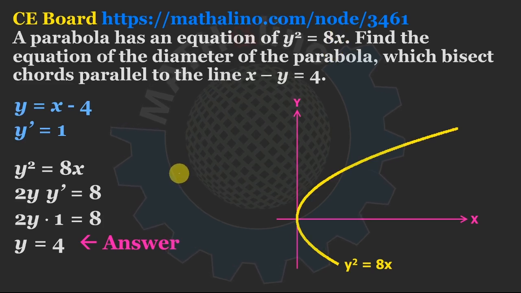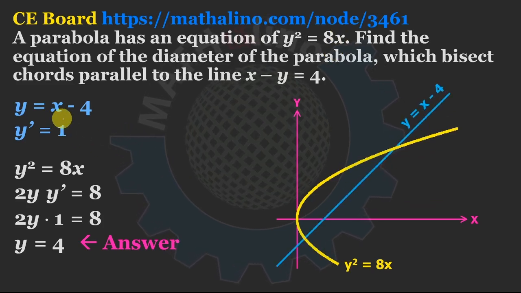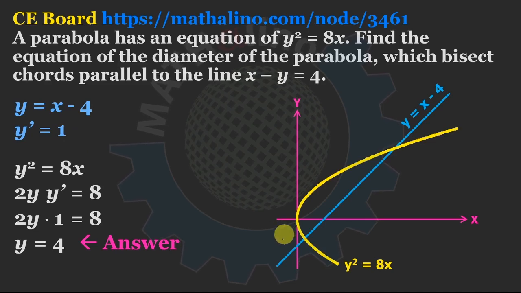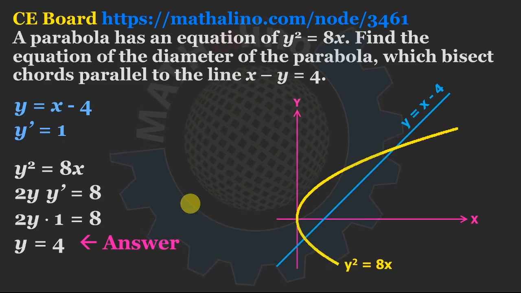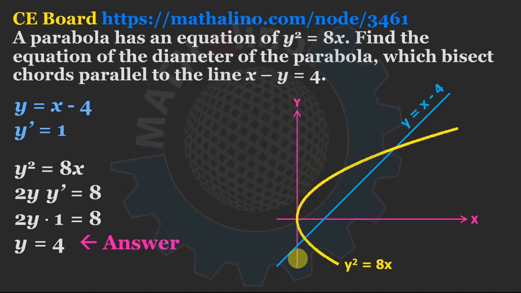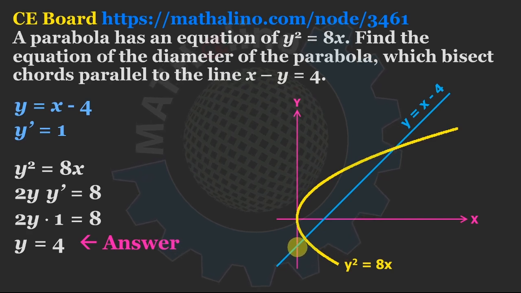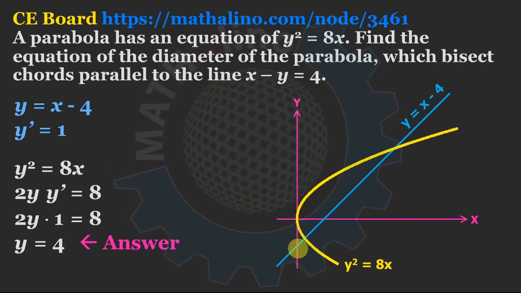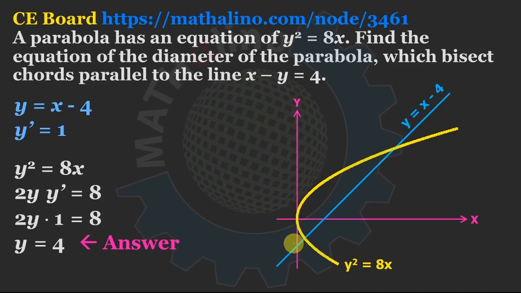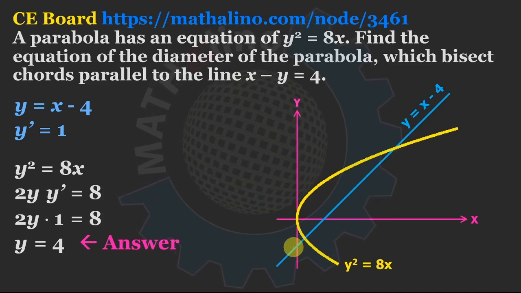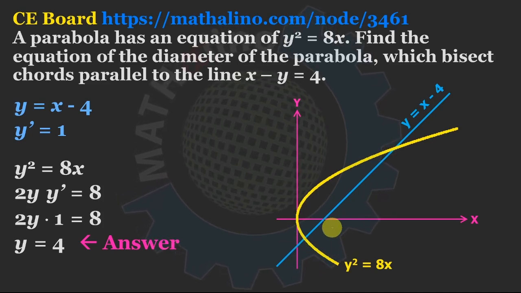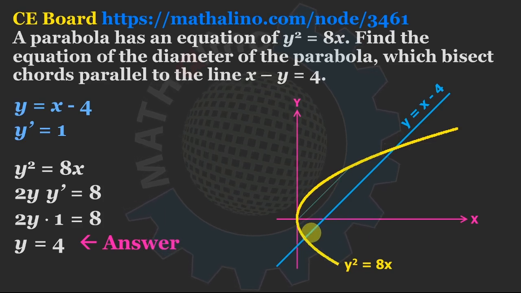Okay? We have this given line with the slope equal to 1, meaning this is a 45-degree line, and with y-intercept equal to negative 4. So the point here is 0, negative 4. That is the y-intercept. And we are required to find the diameter of the parabola which bisects chords parallel to this line.